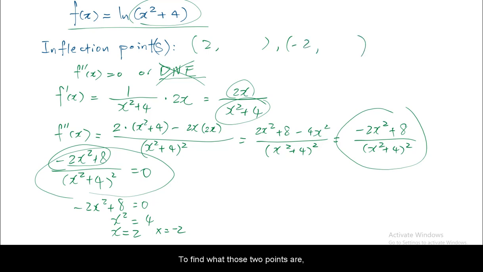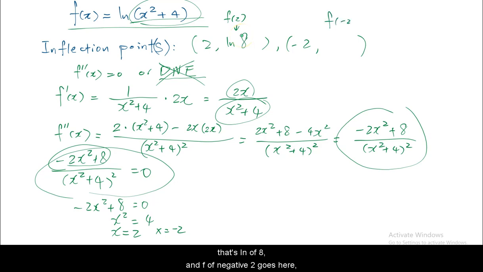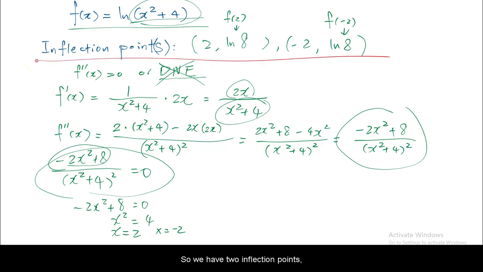Right? To find what those 2 points are, we need to plug in 2 and negative 2 into your f of x. So f of 2 goes here, right? So to do a little bit of calculation, that's ln of 8. And f of negative 2 goes here, which is also ln of 8. Right, so we have two inflection points: 2, ln of 8 and negative 2, ln of 8.